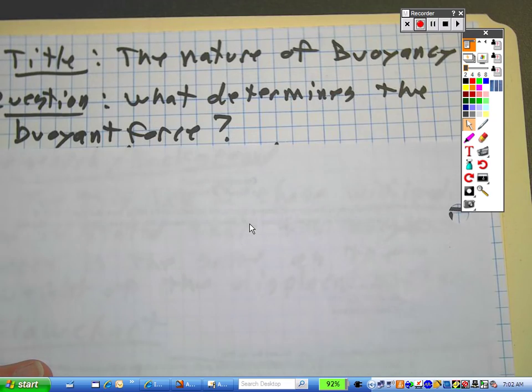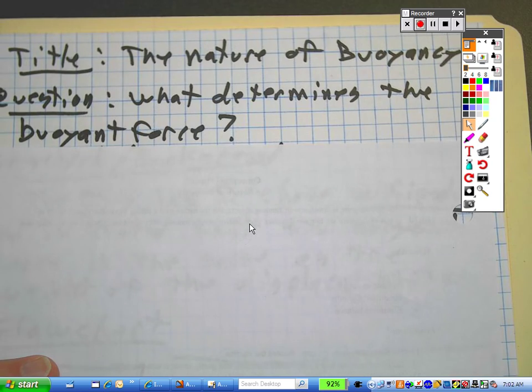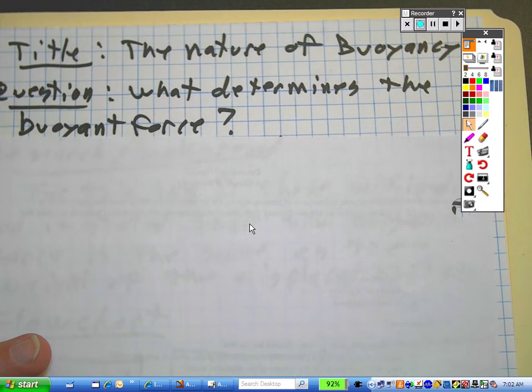The question is what we hope to learn. And again, from the ideas section that I gave you, you can look at where we're going to learn about buoyancy, and you simply have to say something like, and it doesn't have to be the same as I'm writing here, what determines the buoyant force? And so that's the question we're trying to answer.